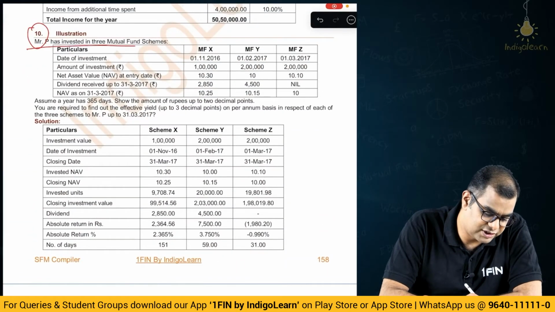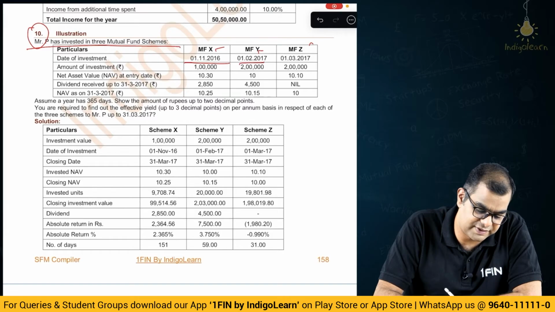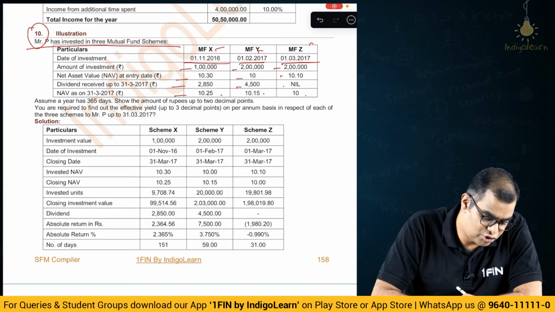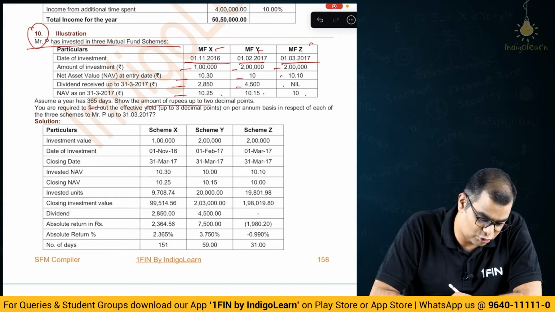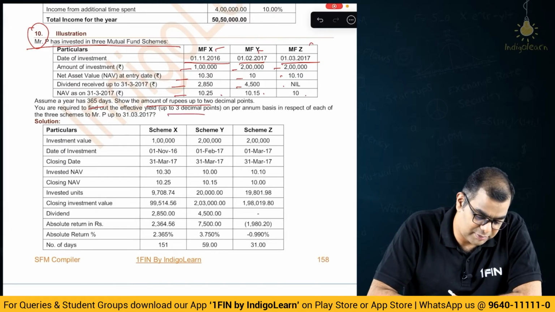Mr. P has invested in 3 mutual fund schemes. What are these schemes? X, Y and Z. Date of investment is 1/11/2016, 1st Feb 17 and 1st March 17. Amount invested is 1 lakh, 2 lakh, 2 lakhs. NAV at entry date is 10.3, 10, 10.1. Dividend received up to 31st March 2017 is 2850, 4500 and nil. NAV on closing date is 10.25, 10.15 and 10. Assume a year as 365 days. Show the amount of rupees up to 2 decimals. You are required to find out the effective yield up to 3 decimal points on a per annum basis in respect of each of these 3 schemes.